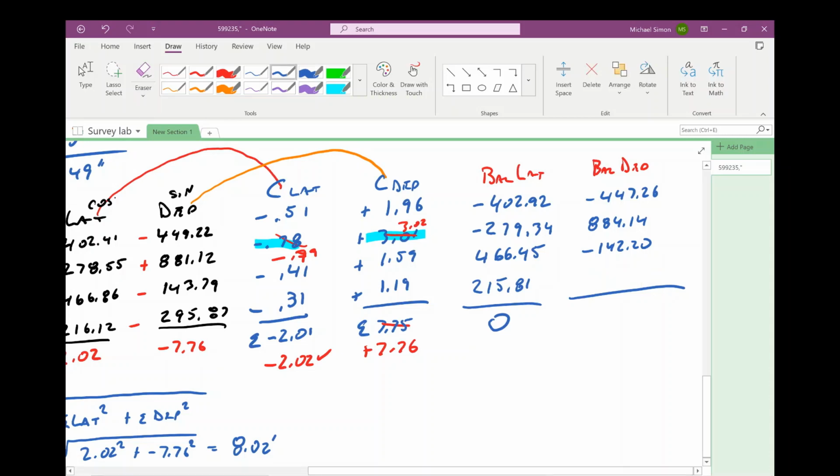Negative 295.87 plus 1.19 is negative 294.68. So negative 447.26 plus 884.14 minus 142.2 minus 294.68 is 0. Good. Okay, my balanced latitudes, balanced departures work. Check and check.